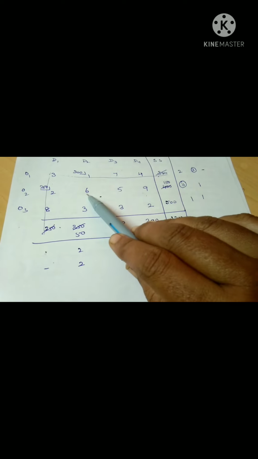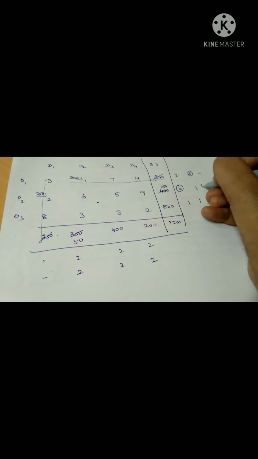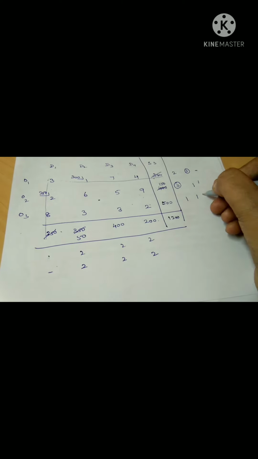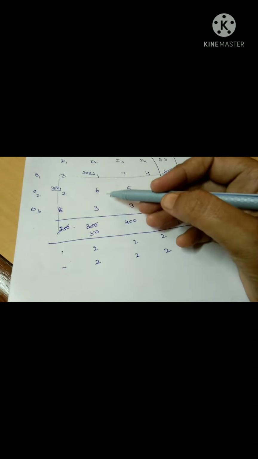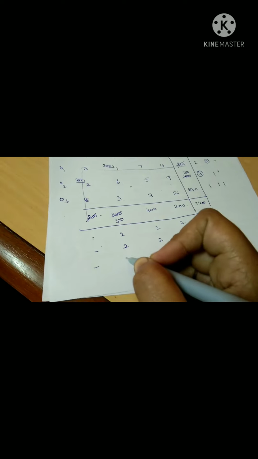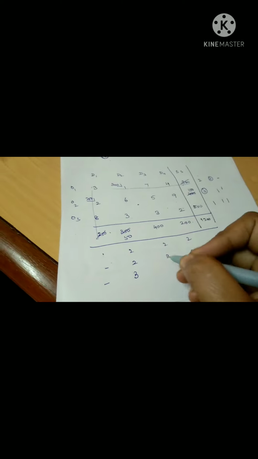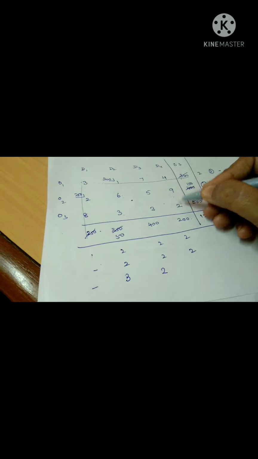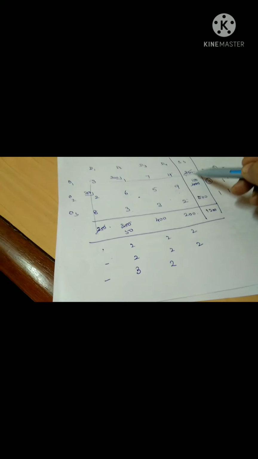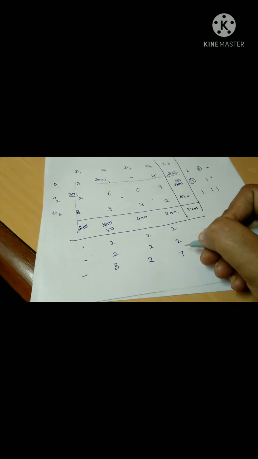Here the lowest value is 6 and here it is 5. So I am receiving 1, and here it is 2, 3, so I am receiving 1. Here the next one is 3, 6, so I am receiving 3. Here it is 3, 5, so I am receiving 2. Here it is 2, 9. Because there is no total in the O1, I just ignore it and find the penalty value as 7.